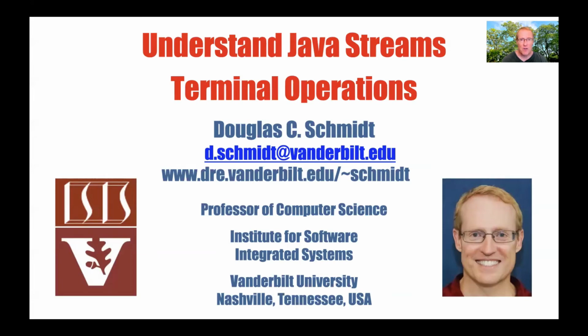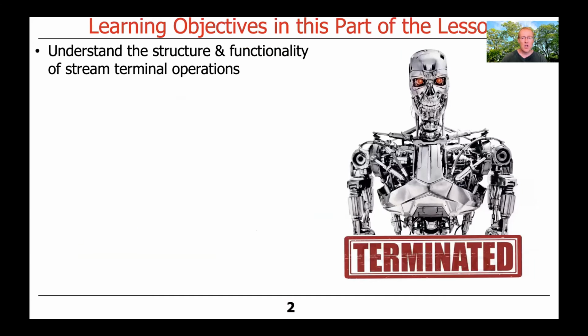So now that we finished our overview of Java intermediate operations, it's time to turn our attention to the end of the stream, the end of the line, which are Java terminal operations. And I'll start by giving you an overview of what a terminal operation is, and then we'll start exploring these in more detail. So clearly, the word terminal means terminate something, like the famous Arnold Schwarzenegger movies.